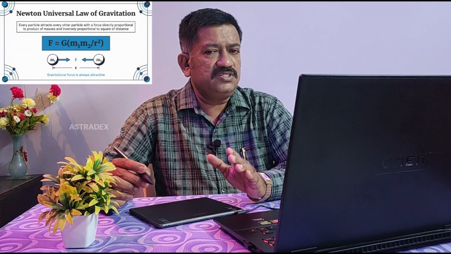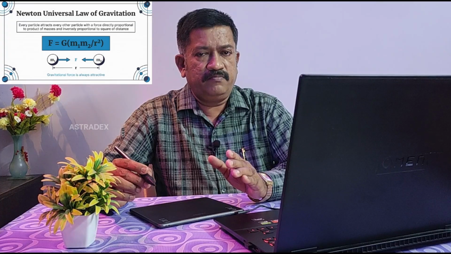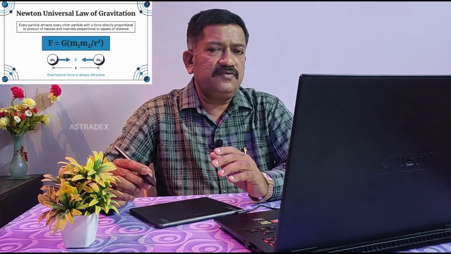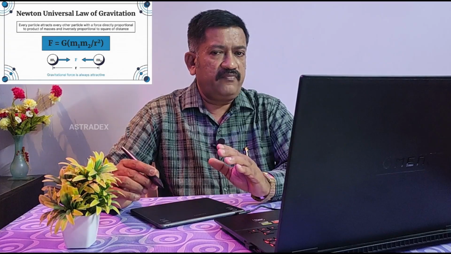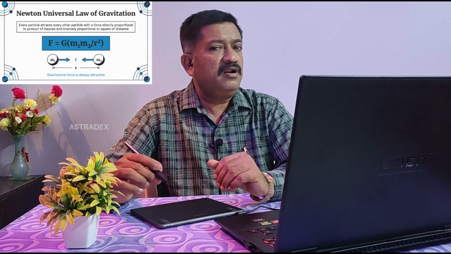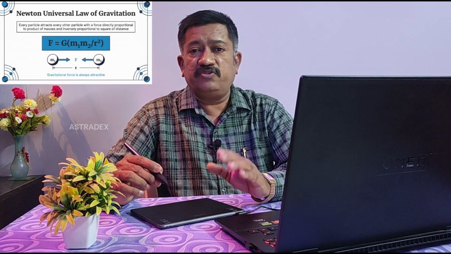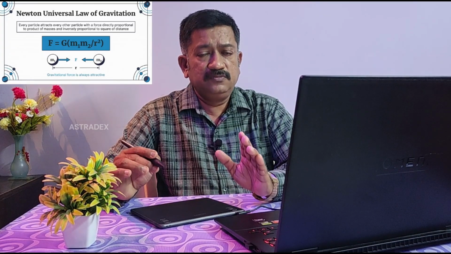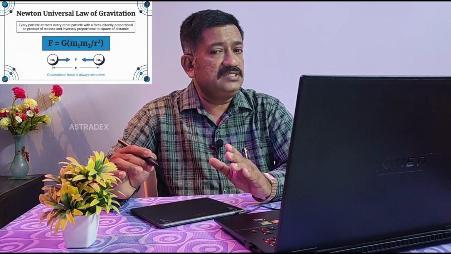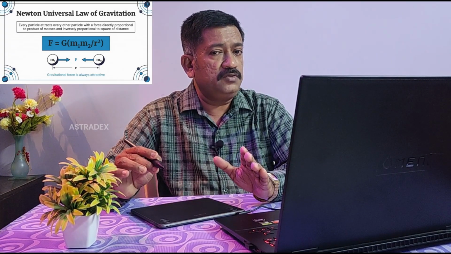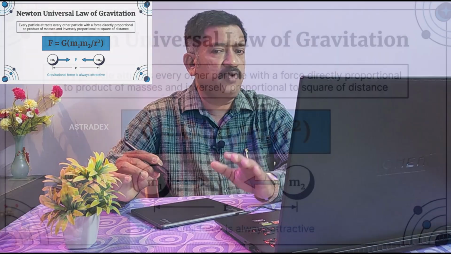So Newton analyzed that all the particles in the universe are attracted by each other, and that attractive force is directly proportional to the product of the masses of the two objects, and it is always inversely proportional to the square of the distance between them. So it is also called the inverse square law. When we compare the force and distance, the square of the distance is always inversely proportional to the force. So that's why we call it the inverse square law.